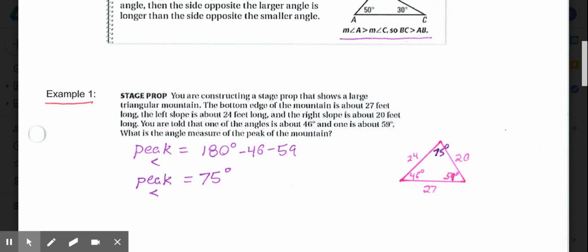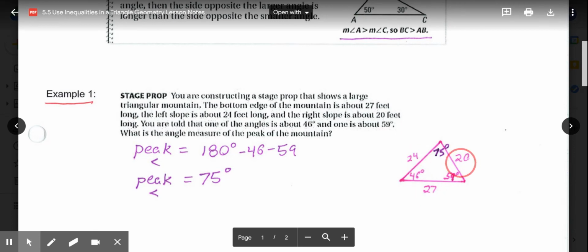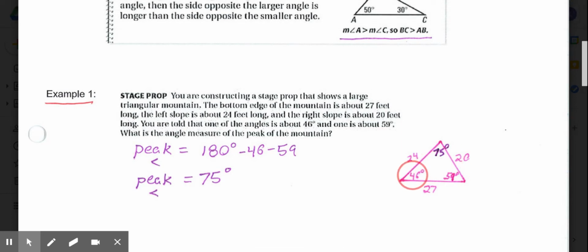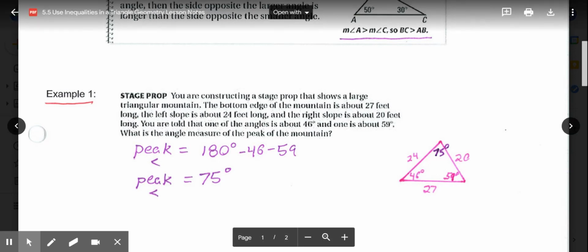To do that, I'm going to base it on the side lengths. Our shortest side is 20, so the angle opposite that has to be the smallest, which was 46. Our middle side is 24, so the angle in the middle, 59, would be opposite that. 27 on bottom is our longest side, which means the biggest angle is opposite that. So our peak angle was 75 degrees.